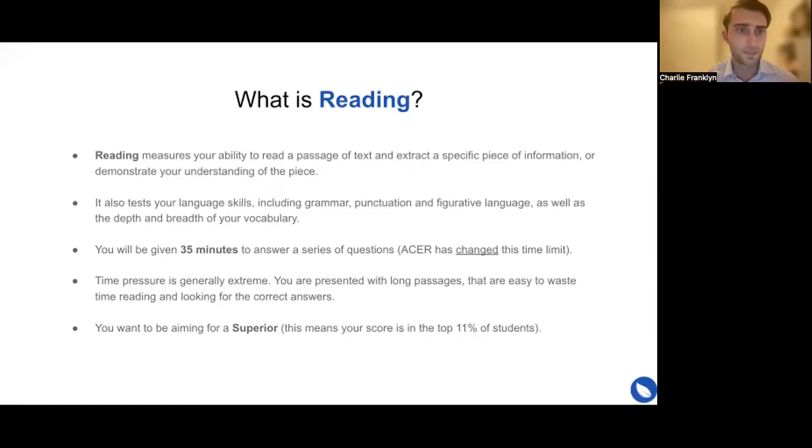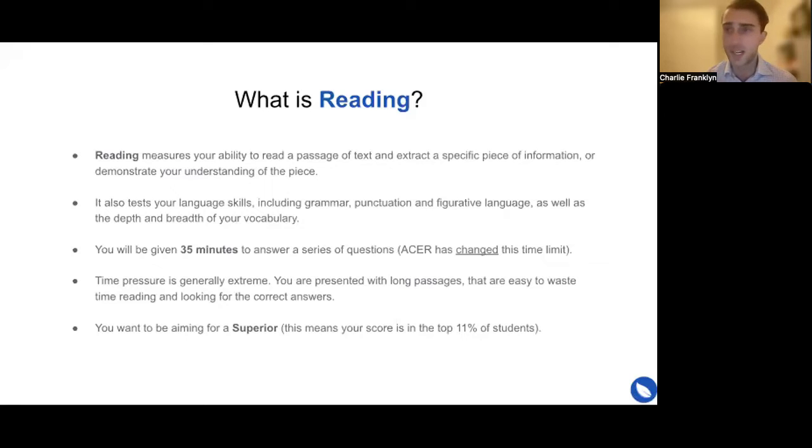Got a question here. With the extra 5 minutes, will that mean the passages will be more difficult to comprehend? There are a few different ways of looking at it. It could be that there are more questions, and the passages could be more difficult to comprehend. But what we do know, which we'll go through later in this section, is that generally they will intentionally give you passages which are longer than the average student can read.